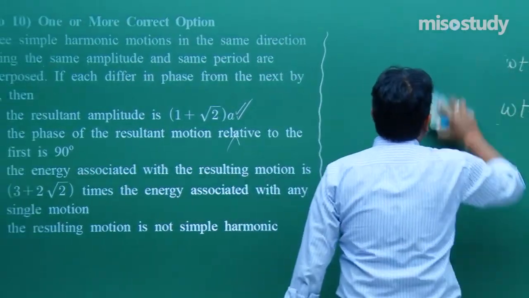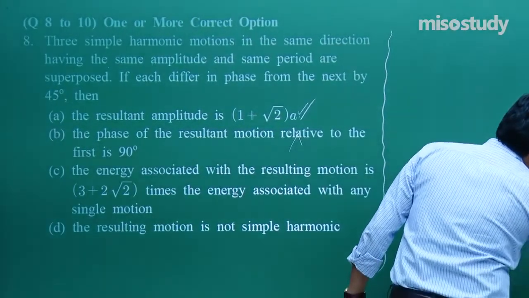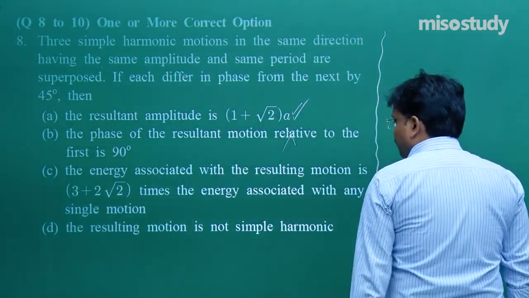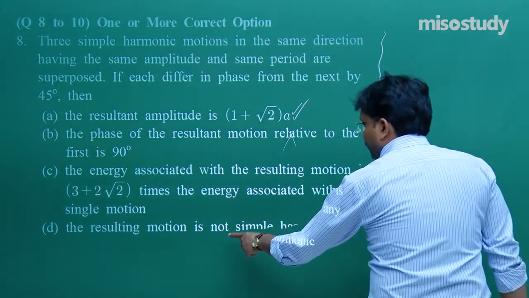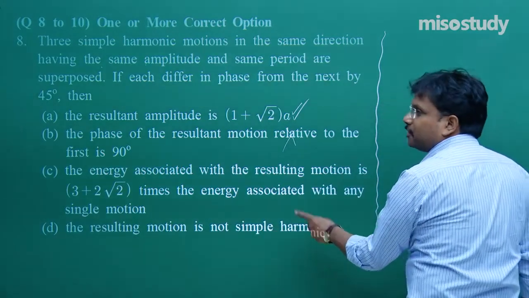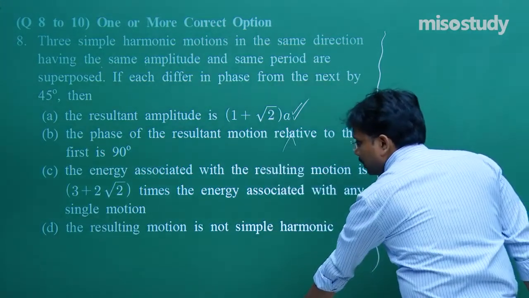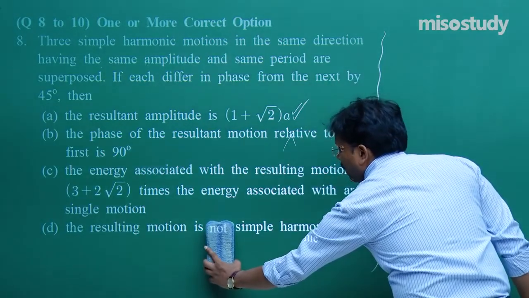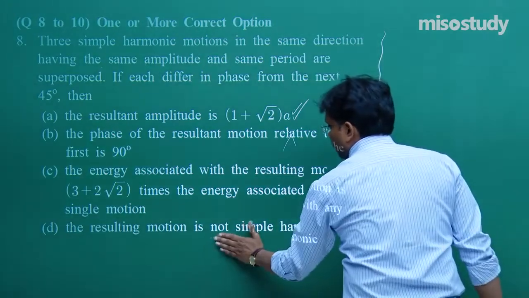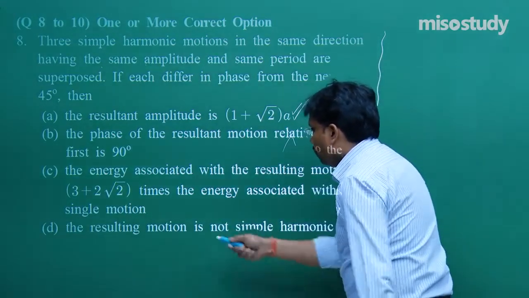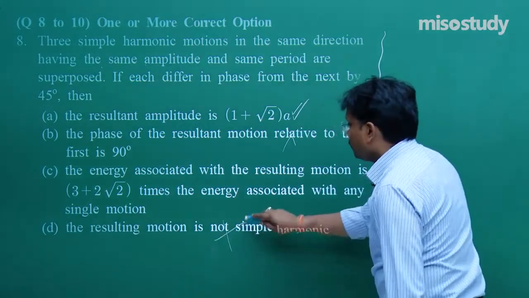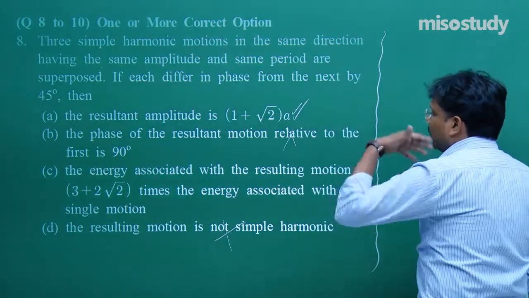Let's move ahead and analyze C and D also. Now D is saying the resultant motion is not simple harmonic, which is also incorrect. The resultant motion is simple harmonic. So this is again incorrect. If this is not simple harmonic, then it would be correct, but it is saying not simple harmonic, so it is not correct. Incorrect. So only option C is left that we have to check.